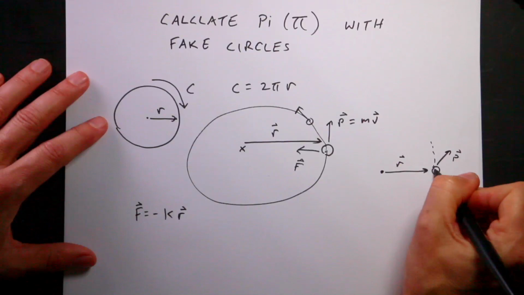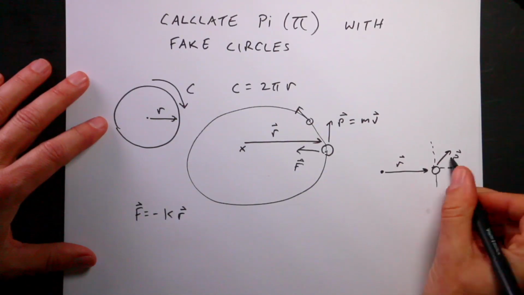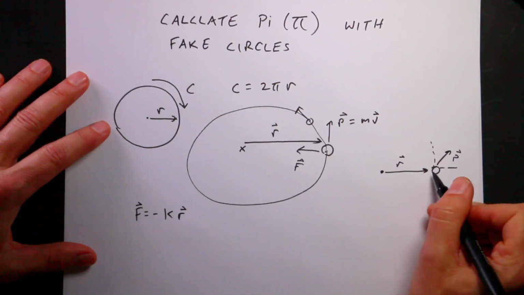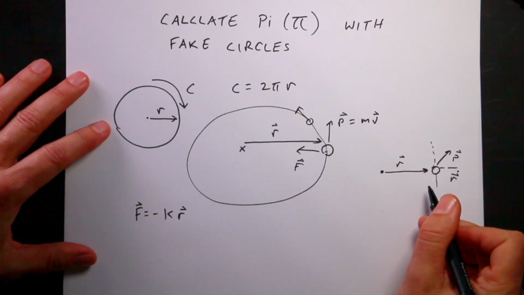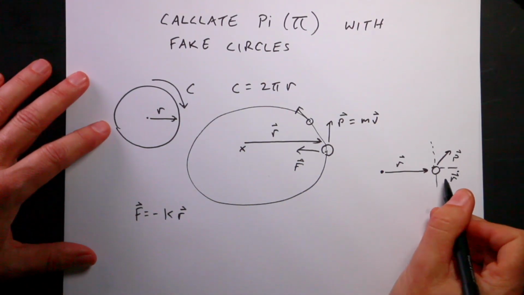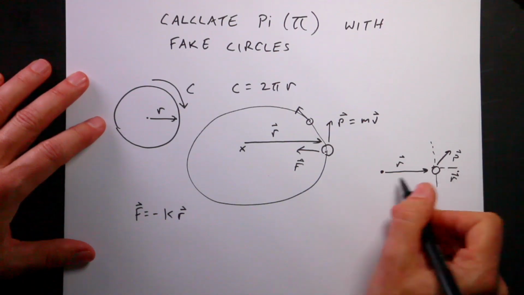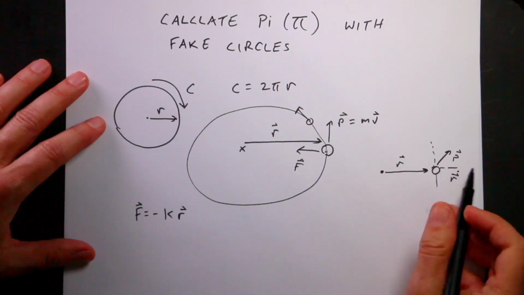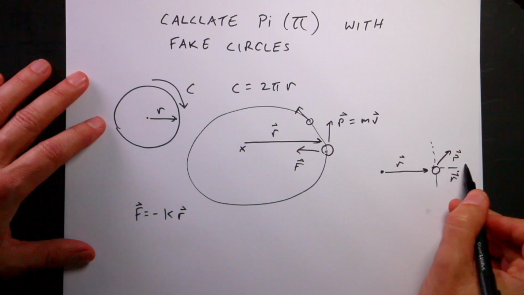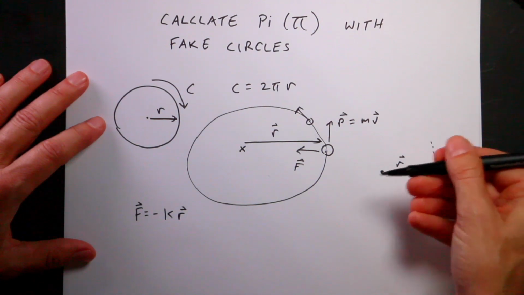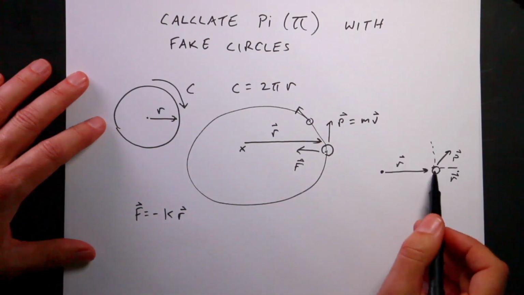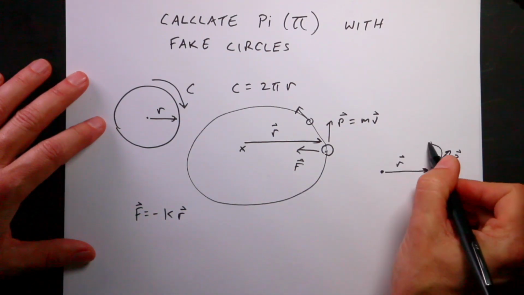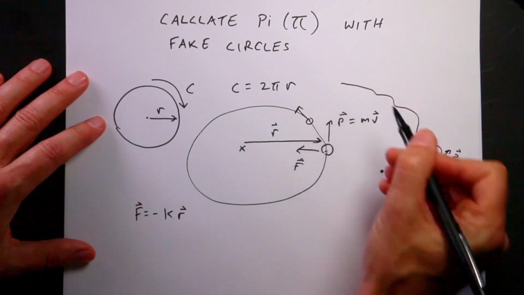I can find the component of the velocity in the radial direction. I'll call that R dot. Then I can have a drag force that is in the opposite direction as the radial velocity. So what that's going to do is, if it's moving away from the center, that force is going to be pushing this way. If it's moving that way, it's going to be pushing towards. And eventually, this will settle into a circle.